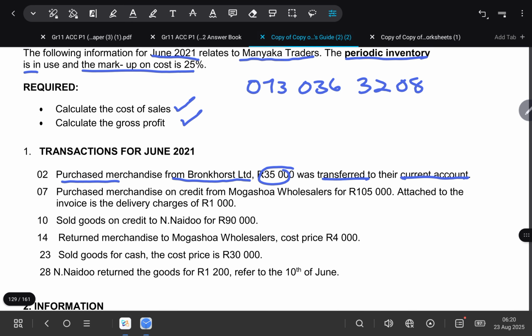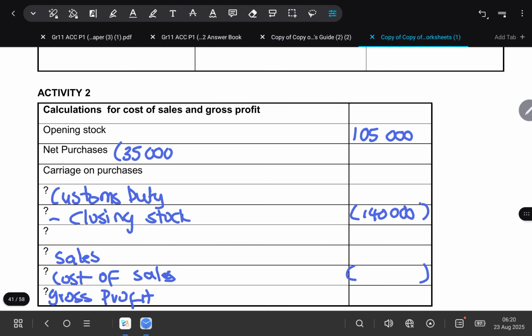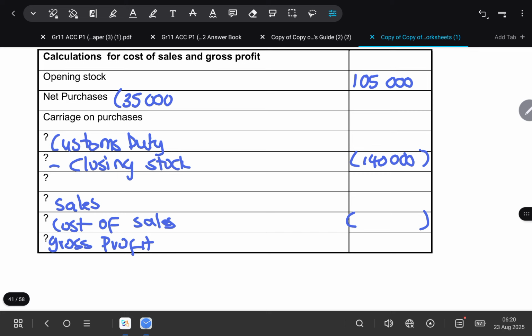Next, they're saying that we purchased merchandise on credit from Mohasha wholesalers for 105,000. Attached to the invoice is the delivery charges of 1,000. So now here, remember when we calculate using the periodic inventory system, every item has its own account. Carriage on purchases will not be mixed together with our purchases.